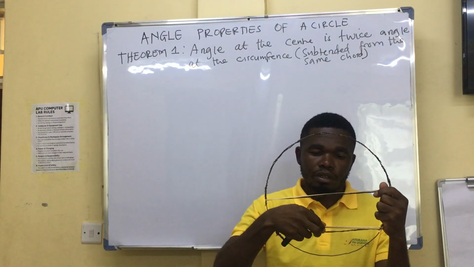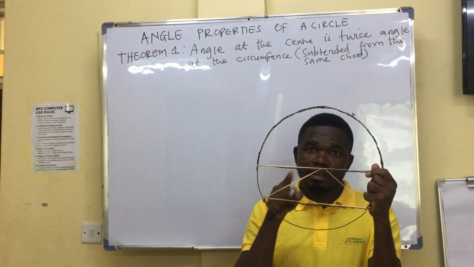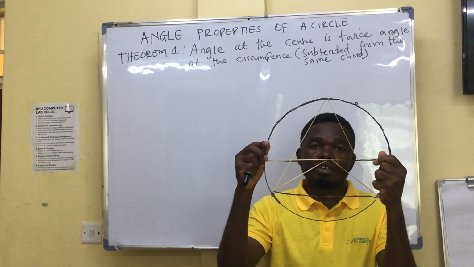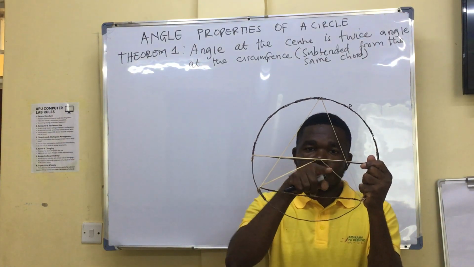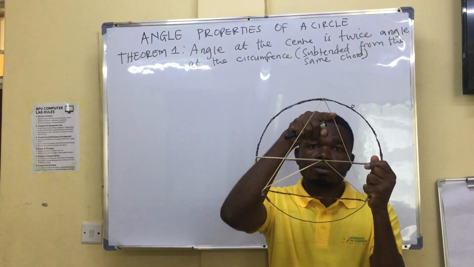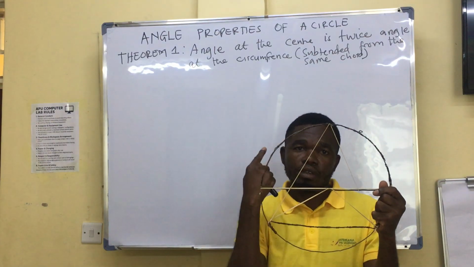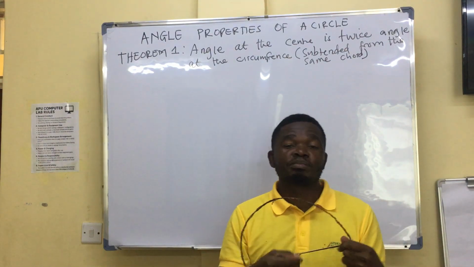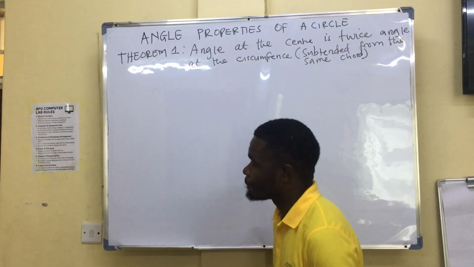So let me do this. The angle at the center from this chord is twice the angle at the circumference, meaning this angle is bigger than this one. This angle divided by 2 is equal to this one, and this angle times 2 is equal to this one. That's the first theorem we're going to prove. So stay focused. You're with me, Mr. Nyanda.